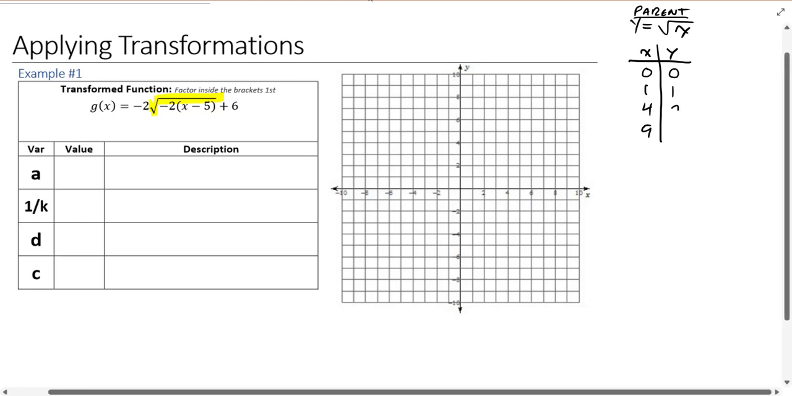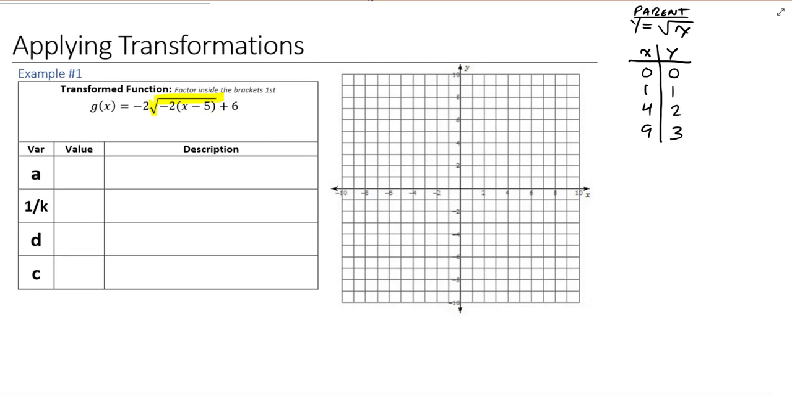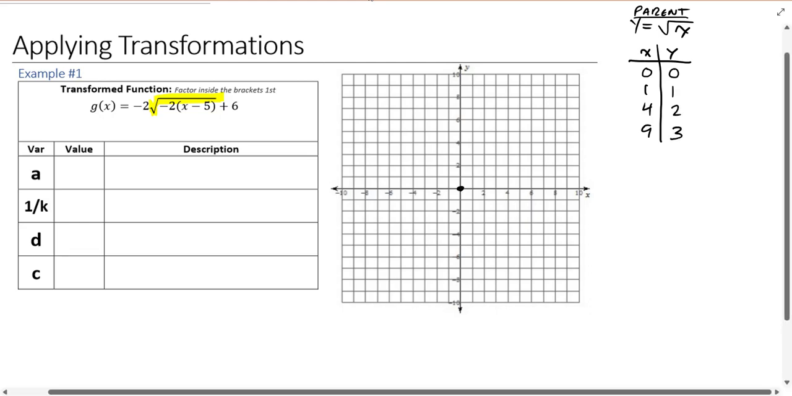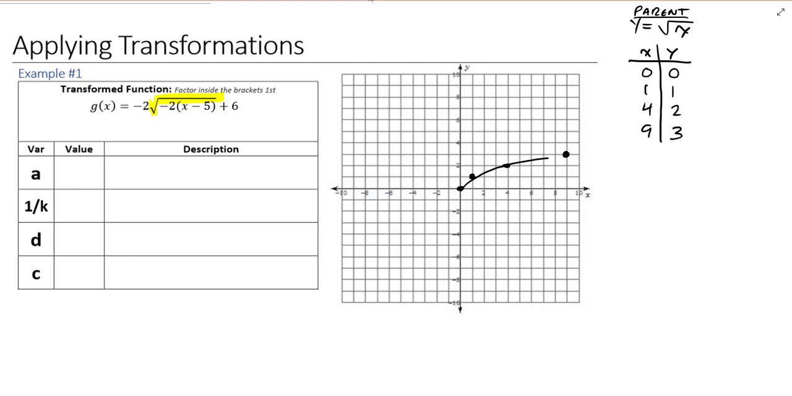So when we square root 0, we get 0. Square root 1, you get 1. Square root 4, you get 2. Square root 9, you get 3. So there's our key points, and I'm going to draw those on our graph here: (0, 0), (1, 1), (4, 2), (9, 3). I'm going to draw that half parabola that's sideways to end up with my parent function. Make sure we have an arrow on the one end and no arrow on the other because we can't input negative numbers into our function.